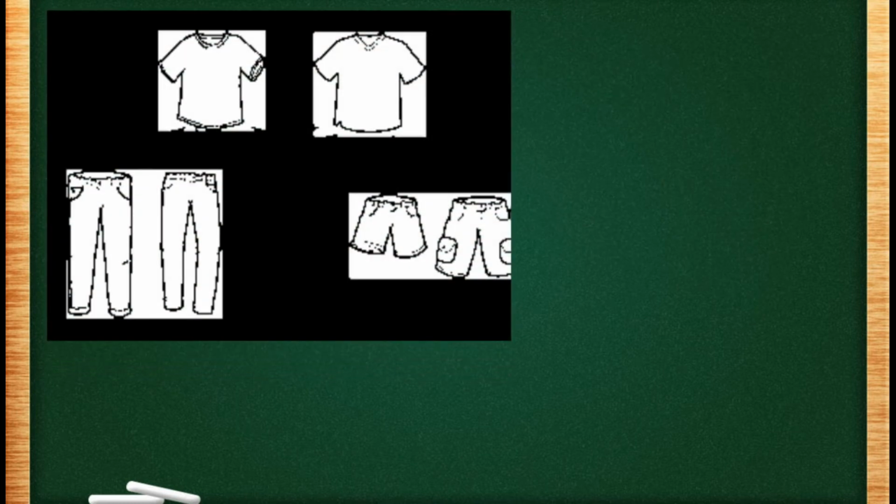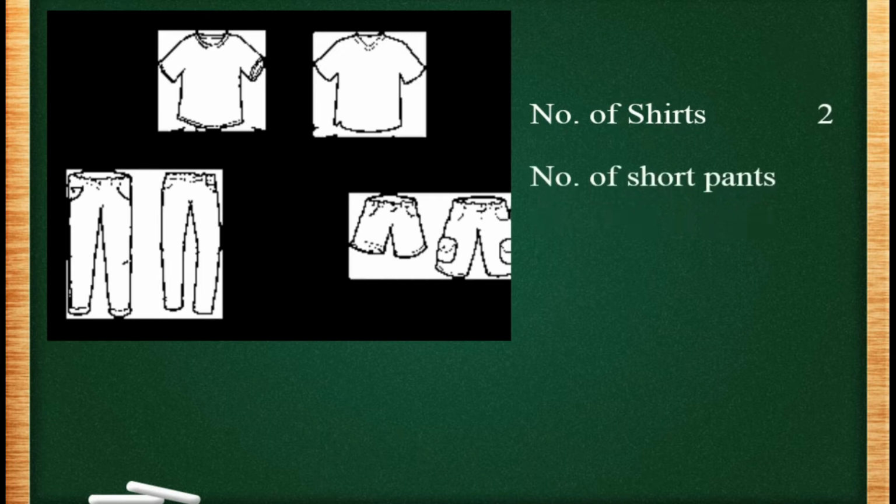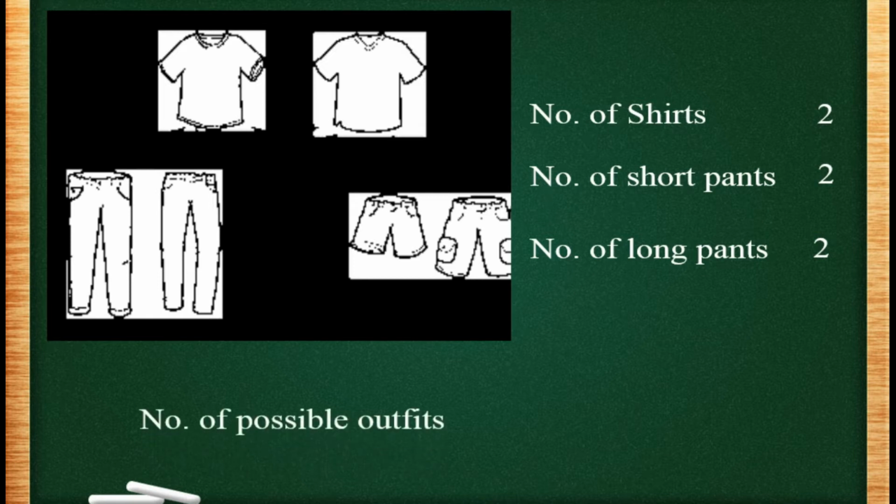Look at what we have here. We have shirts and pants. How many shirts do we have? There are 2. How about the short pants? There are 2 pairs. And long pants? We also have 2. So what is the issue here? Are we simply counting the items? No, because we are supposed to determine how many outfits are possible. Pay attention very well and you will learn how to do it.